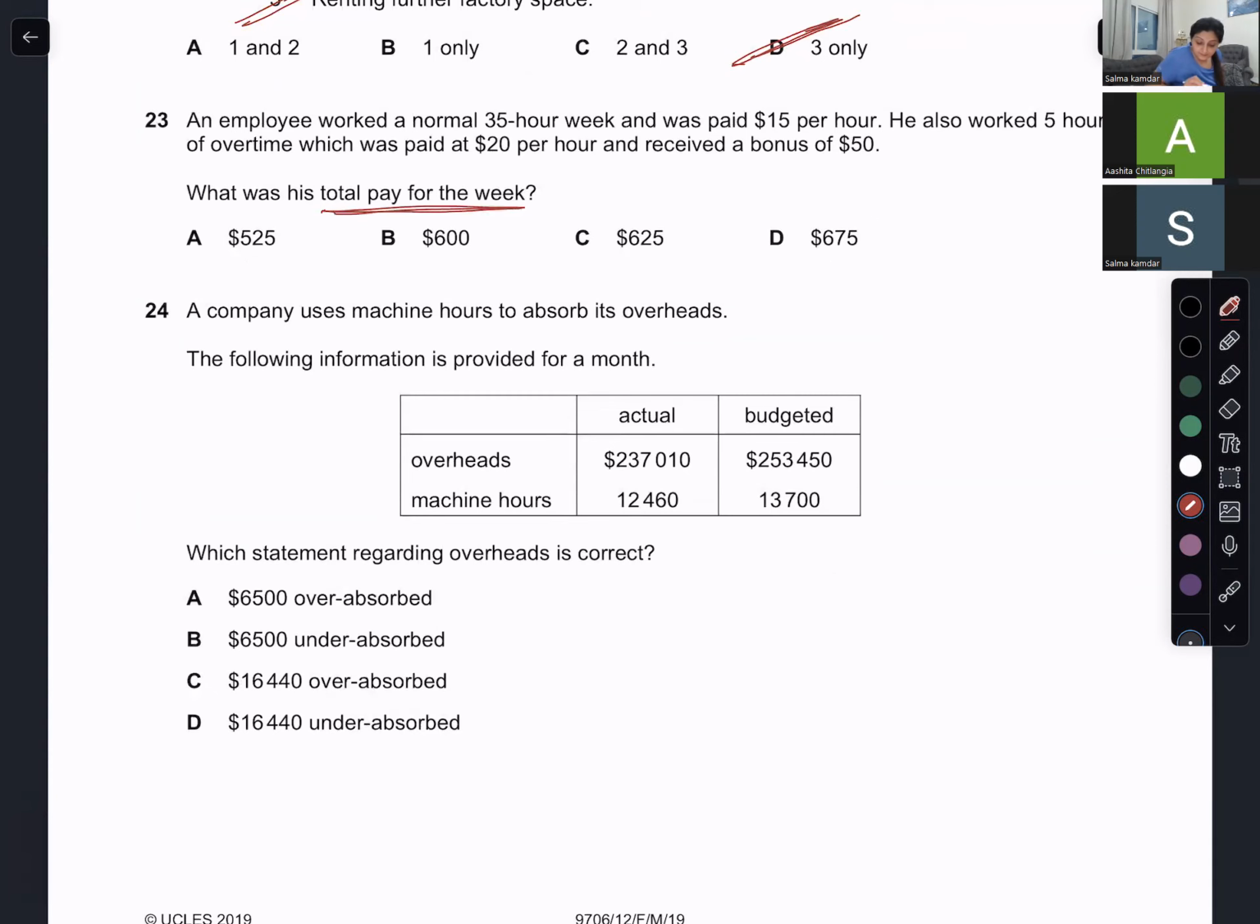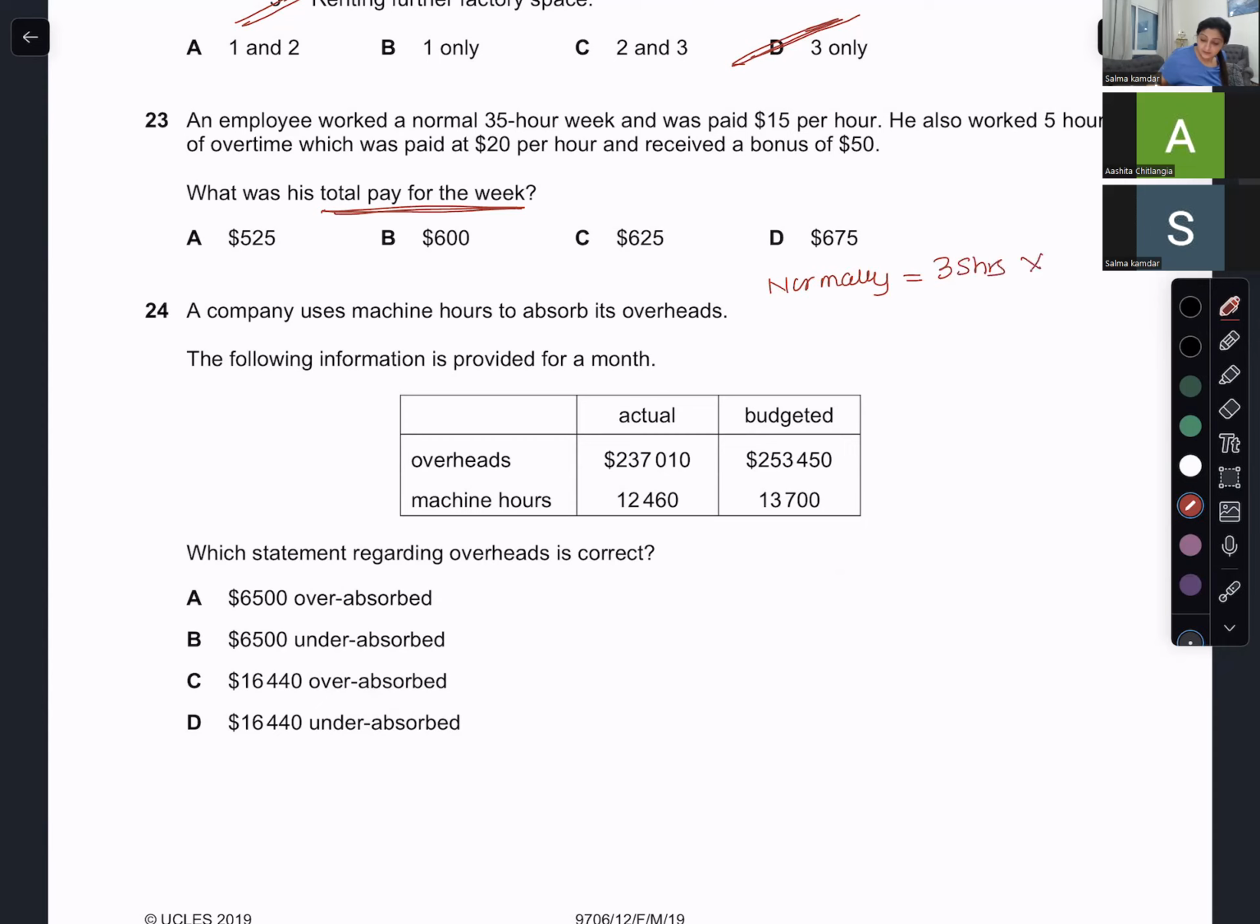An employee worked a normal 35-hour week and was paid 15 per hour. He also worked 5 hours of overtime, which was paid at 20 per hour, and he received a bonus. How much?